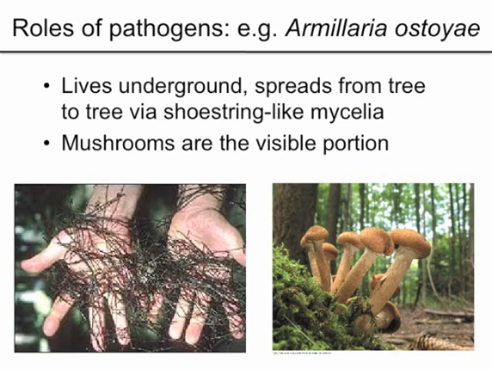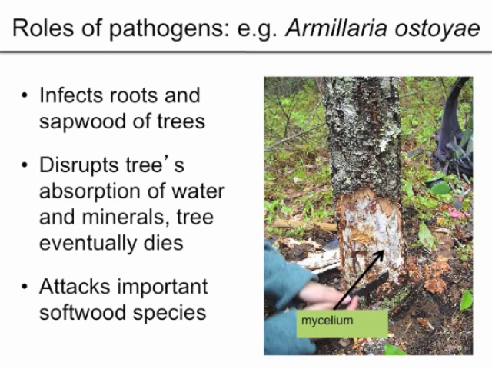So some fungi will actually live off of living things. And here's what it does. That fungus will infect the roots, and it will actually prevent them from absorbing water and minerals. So a tree with this fungus will eventually die. And it does attack a lot of really important softwood species. So if this is present in a forest, it will spread from tree to tree and eventually kill off a large portion of the forest. So it can be pretty damaging in that sense.